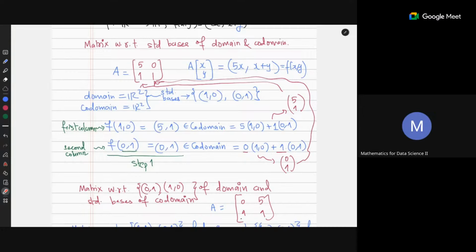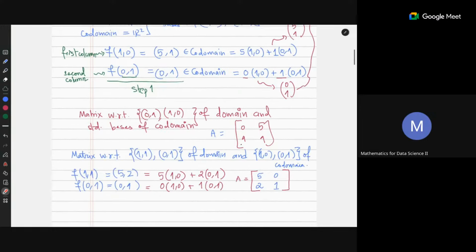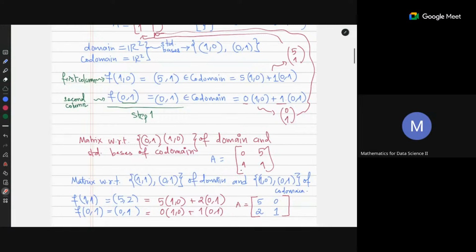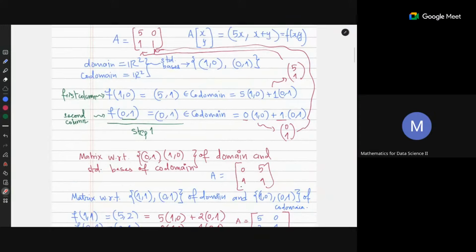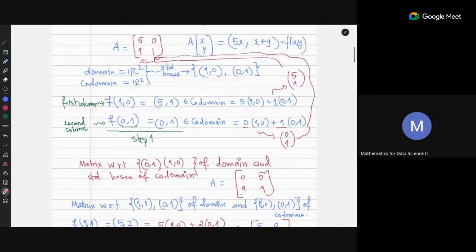So this thing can be generalized. There is nothing special about R2 that lets us do this. Everything we have seen can be generalized. So what are the two key things that we have noticed here? The first thing is that the order of the basis of the domain and codomain matters. If we change the order, we get a different matrix. The basis also matters. If you take a different basis, the matrix changes.